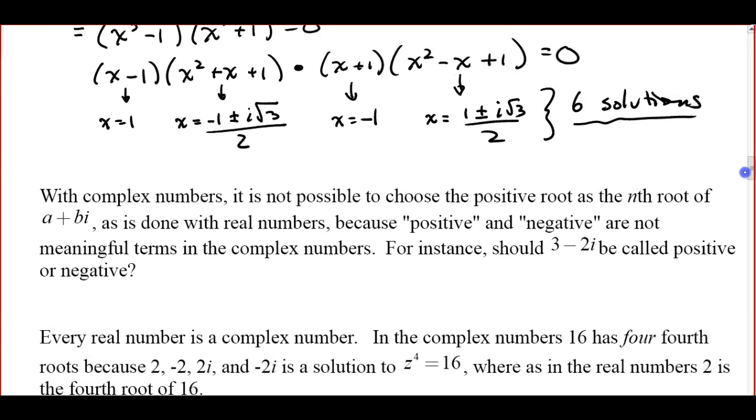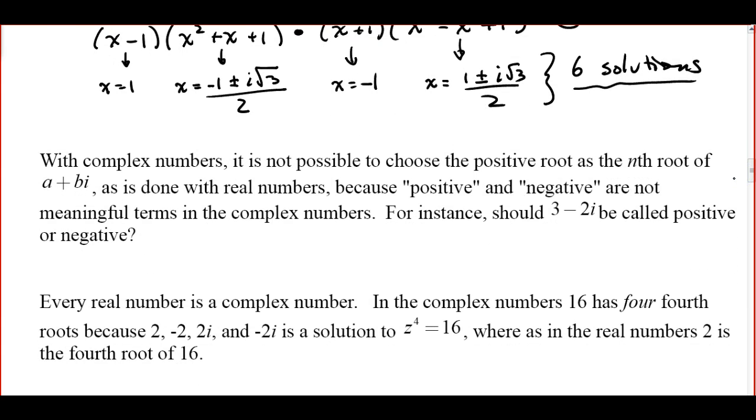Alright, so with complex numbers, it's not possible to choose the positive root as the nth root of a plus bi, as is done with real numbers, because positive and negative don't really apply. They are not meaningful terms in the complex numbers. So for example, should 3 minus 2i be called positive or negative? Well, we don't really know.